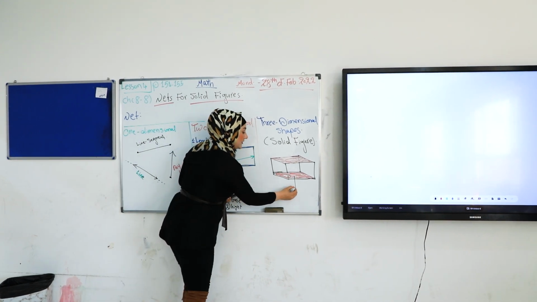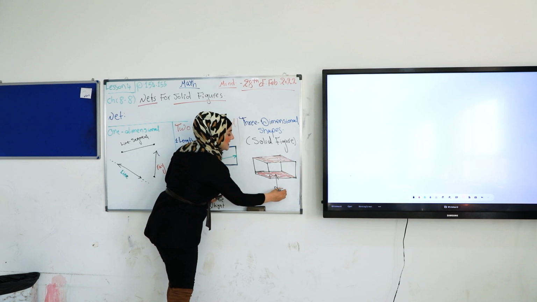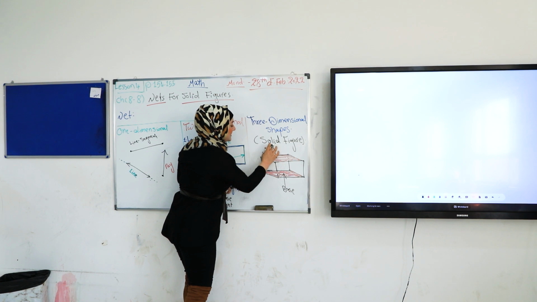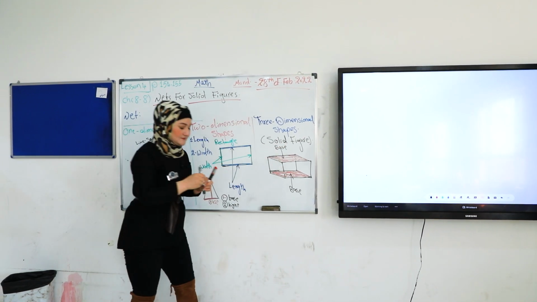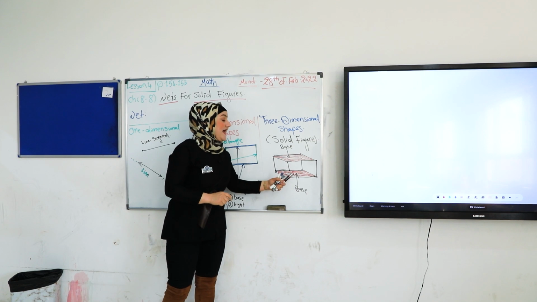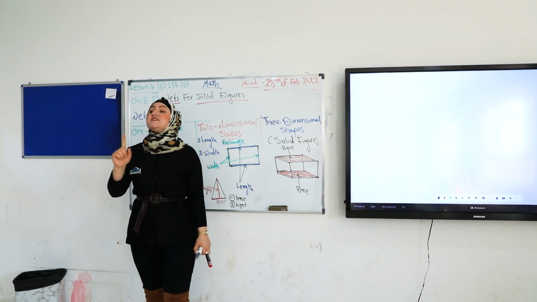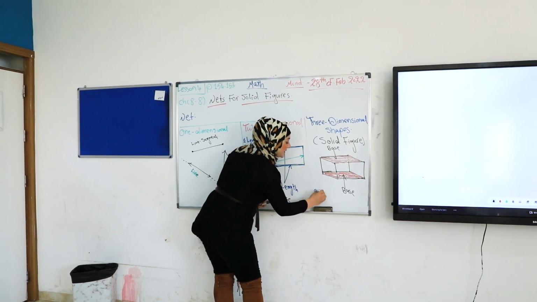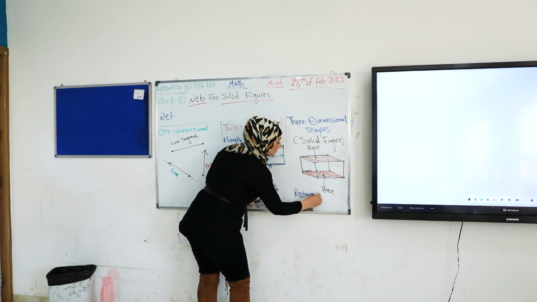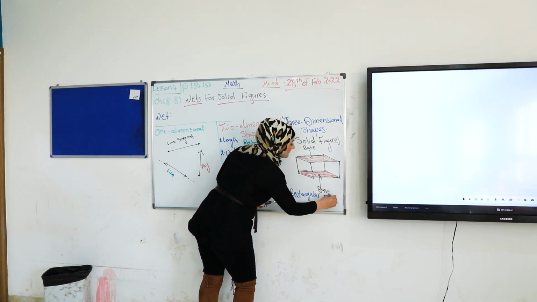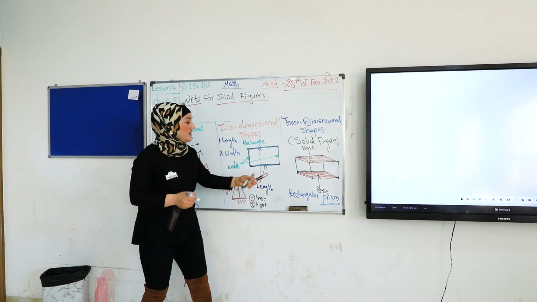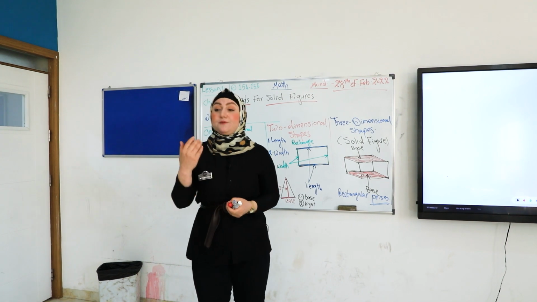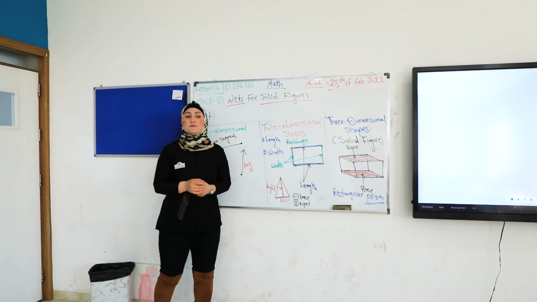What do we call here? Bases. It's a base. It has 2 bases. Very good. And that one, it's a base too. Because of having 2 bases, that's why it could be called a rectangular prism. Why do we call this solid figure a prism? It's not a pyramid, it's a prism. Why do we call it a prism?